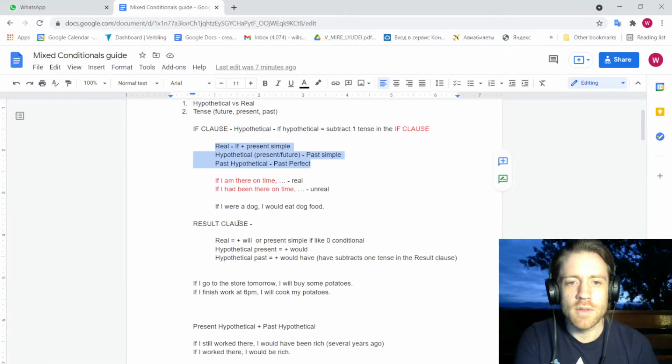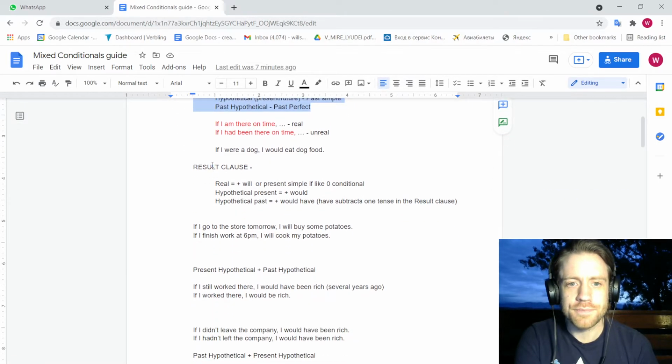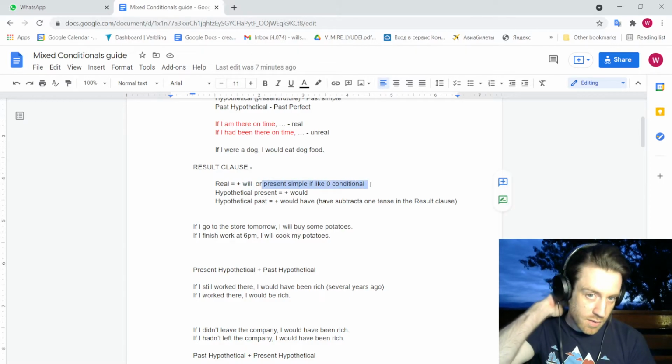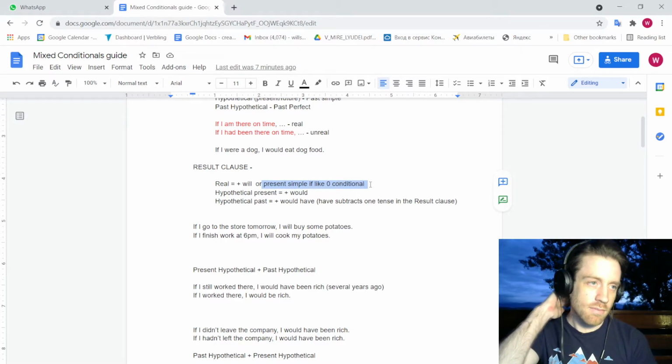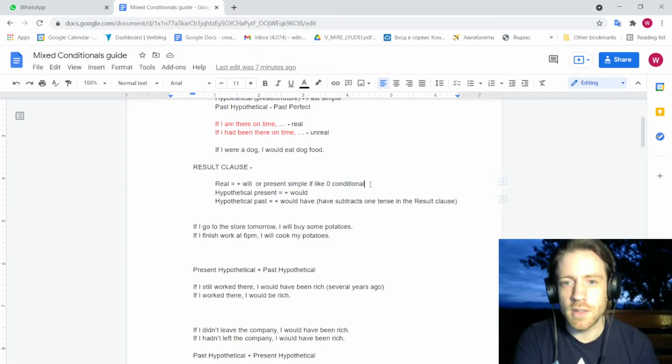Now let's move on to the result clause. The result clause, we can use will if we want to say something is in the future. We can also just use present simple if we want to talk about something that happens like every day. If it rains, the streets get wet all the time. Okay, so it's a zero conditional. We don't need to add any tenses to that.